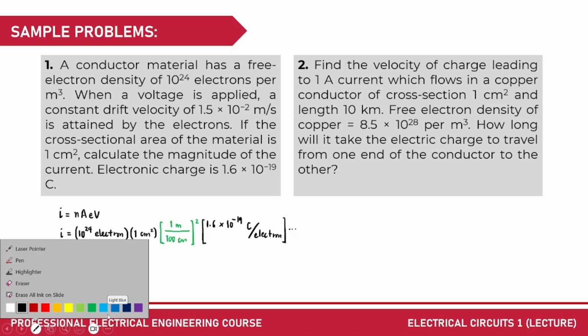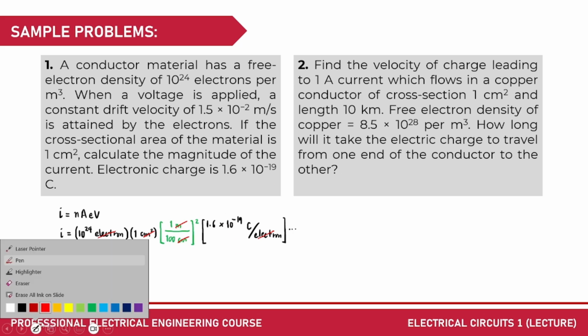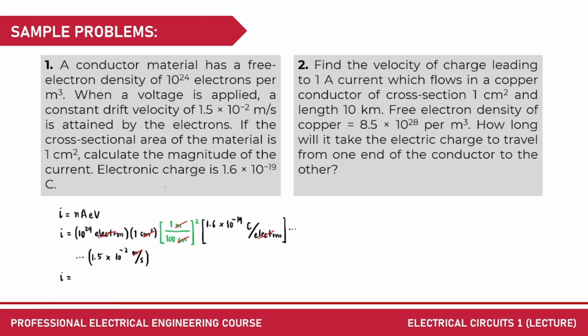Once we calculate them all, the electron will be eliminated as well as the centimeter and the meter. What will remain is coulomb per second. Remember that the coulomb per second is ampere as well. Okay? And of course, the answer here is 0.24 coulomb per second or 0.24 amperes. That is our answer for this part.